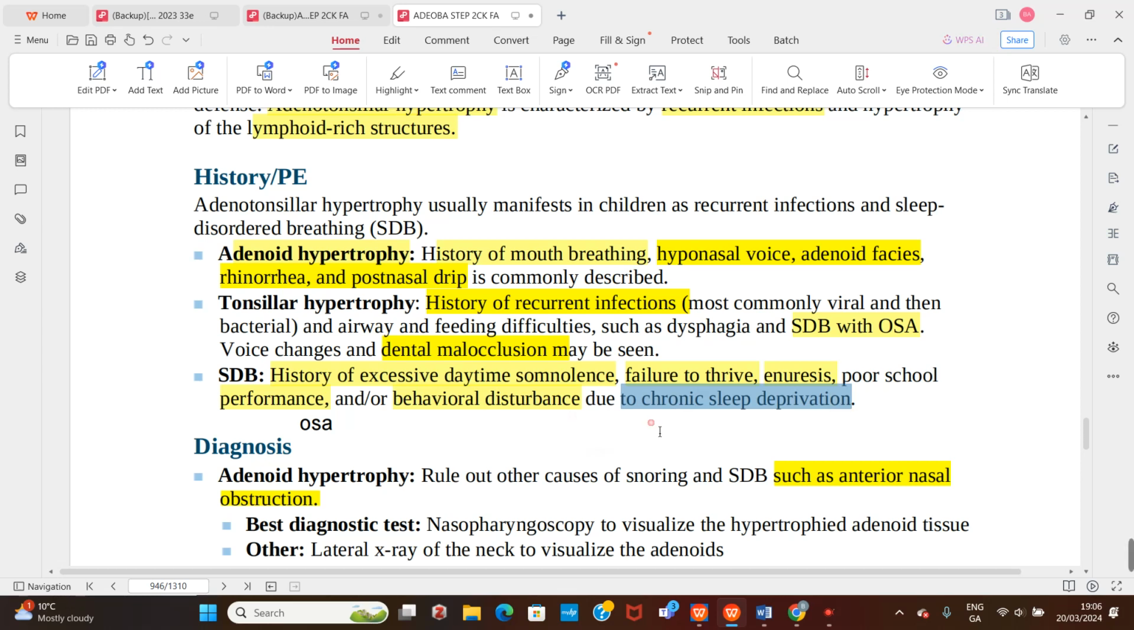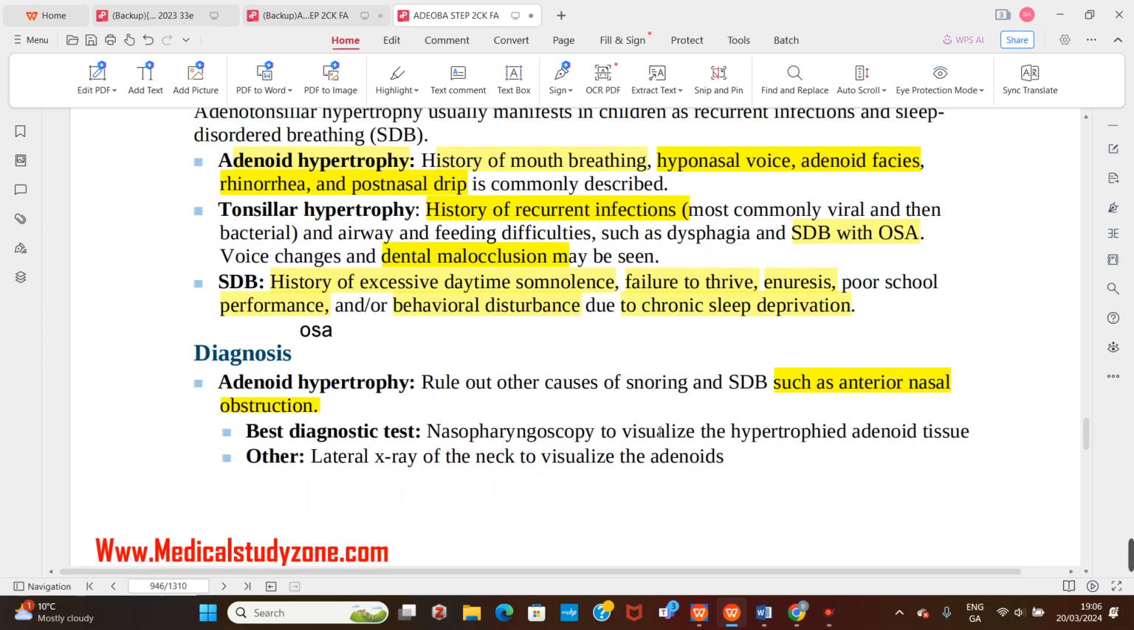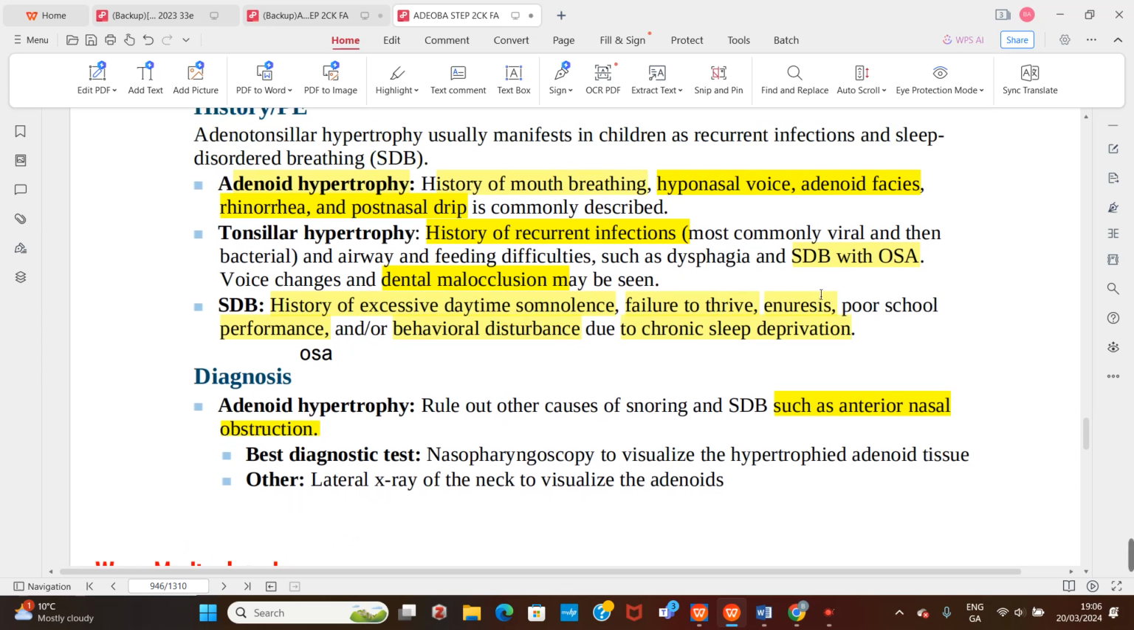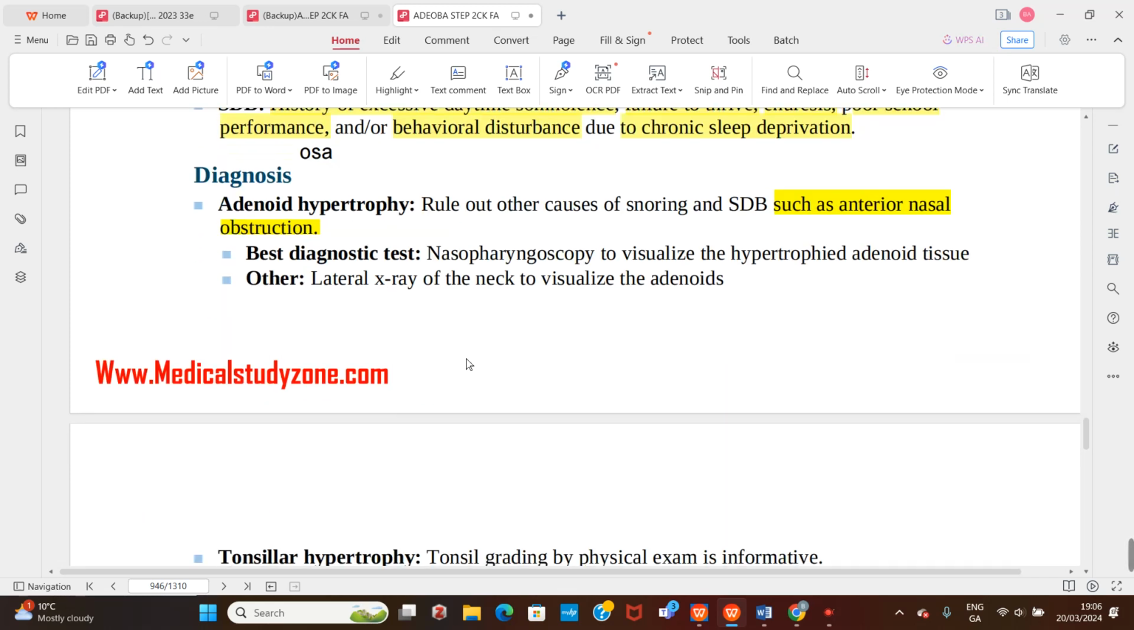They are stressed. So once you see a child that is having this kind of thing, daytime somnolence, enuresis, poor school performance, you have to rule out adenoid hypertrophy. Or they can tell you, you make your diagnosis of adenoid hypertrophy, and they can tell you which of the following symptoms is going to be present in that child. So that child is definitely going to perform poorly at school. The child might experience enuresis or behavioral disturbance.